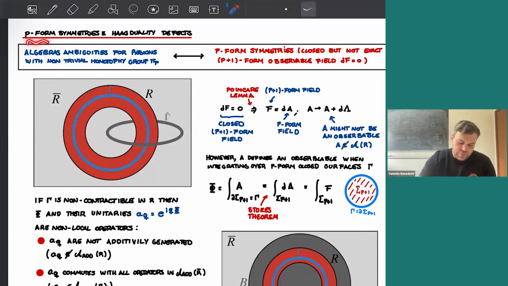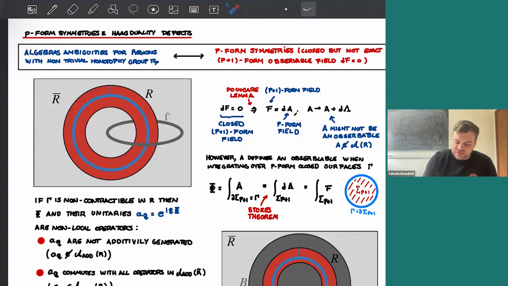And I will understand a p-form symmetry as a theory that has a closed but not exact p+1 form observable field F. The case that is more intuitive is the one-form symmetry. You have a closed but not exact two-form field. And the algebra and region ambiguities appear for regions with non-trivial homotopy group pi 1, which is essentially ring-like regions. So that's why you will see the ring drawn again and again.